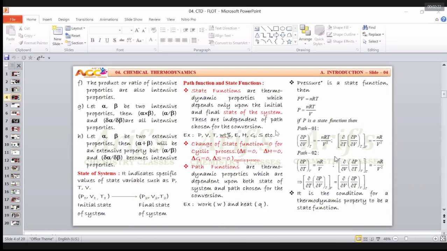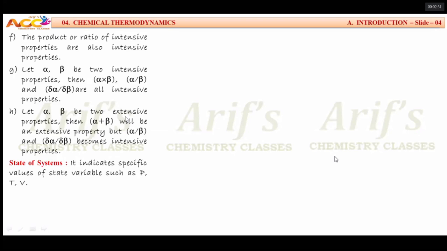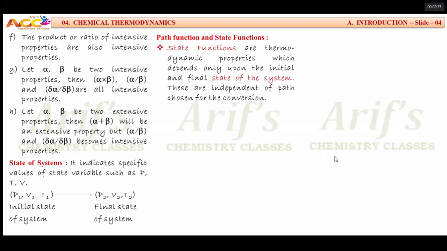Suppose, for example, you are saying state function. Let me just make it something like this, so you can understand stepwise. State functions are thermodynamic properties which depend only upon the initial and final state of the system. These are independent of the path chosen for the conversion, right? Keep this in mind because in the second definition we require something. Examples are given in this way.